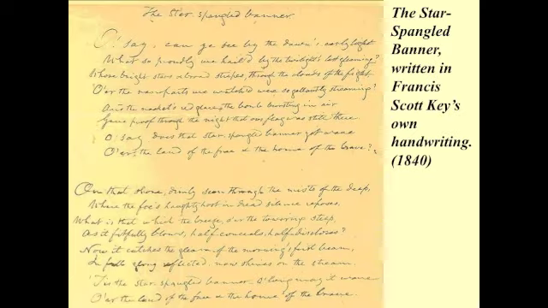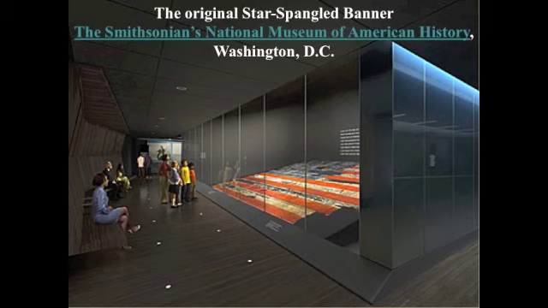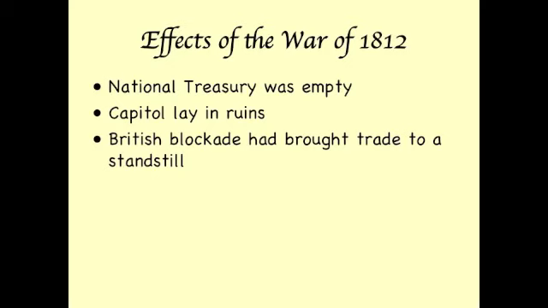This is a picture of the Star Spangled Banner written in Francis Scott Key's own handwriting. And over here, what you have is the actual flag that was flying above Fort McHenry that inspired the Star Spangled Banner to be written. It's on display in the Smithsonian National Museum of American History down in Washington, D.C. The British retreat of Baltimore lifted American spirits, but not everyone was feeling as patriotic as Francis Scott Key was.